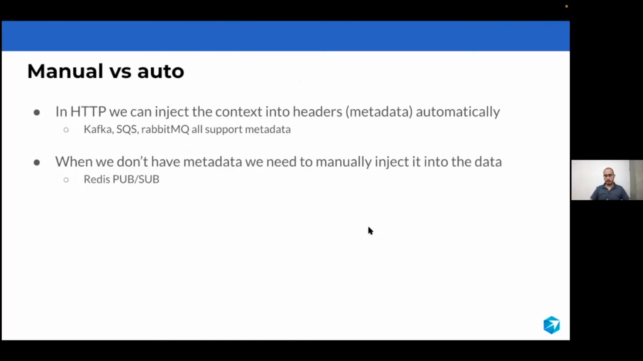And now we're going to see 2 different ways that we're going to cope with messaging systems. The first one would be an automated way, and the second one is going to be a manual way. The reason that we have manual and automated is for one reason. So the question would be, in HTTP, we have a dedicated place to inject our OpenTelemetry context. So we would have a place that we are supposed to write metadata. We would write in the headers the OpenTelemetry context.